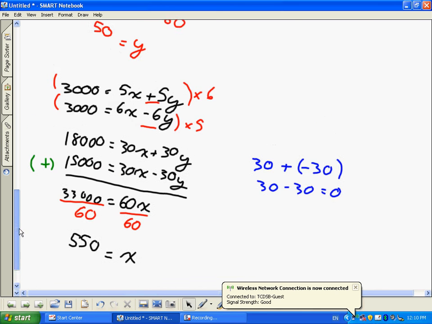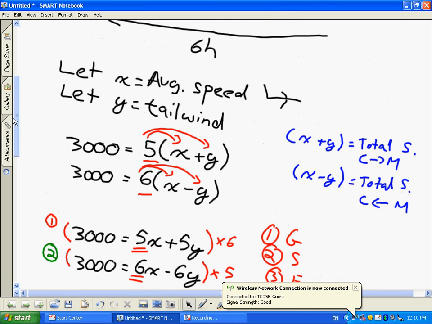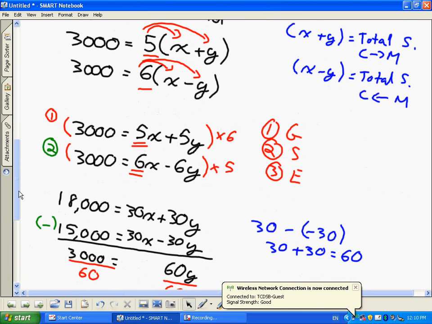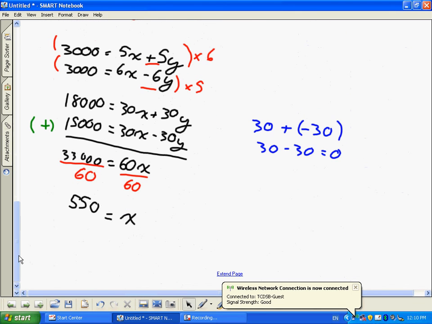Okay. So we look up again at our let x. Let x is the average speed of the plane. So we discovered, we'll go down, so we have our x and our y. 50 was y, 550 was x. So we know the wind was at 50 kilometers an hour, and we know that the plane's average speed was 550 kilometers an hour. So on the way there, we can figure out its total speed.